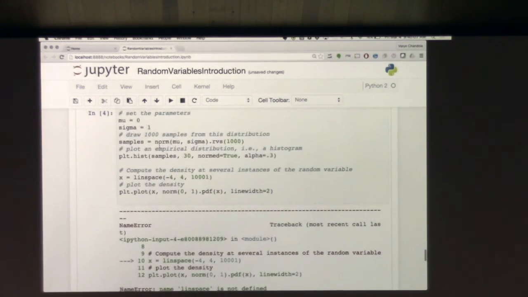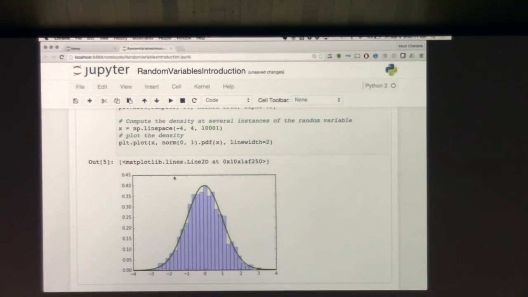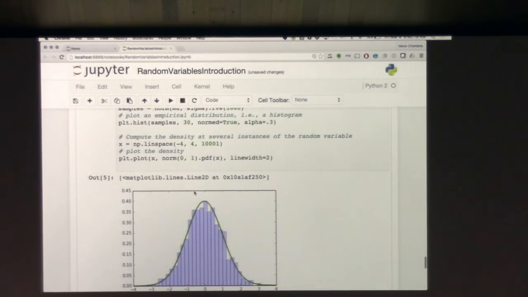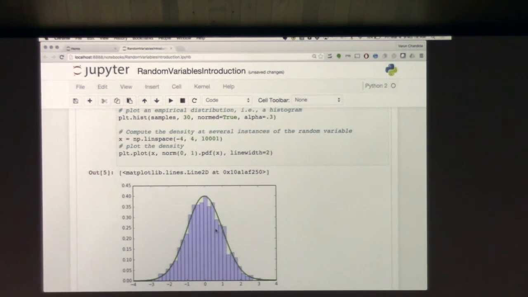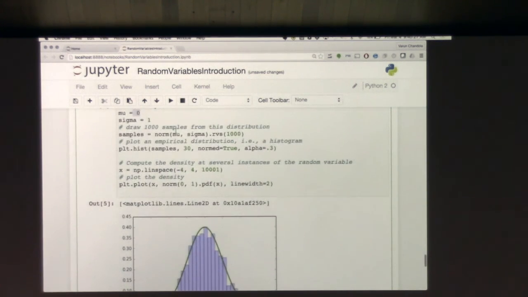All right. What I have done in this example is that I have sampled a lot of points from a Gaussian distribution. I created a Gaussian distribution in which I set my mu to 0 and sigma to 1. These are the two parameters. And then I generated 1000 samples out of that.